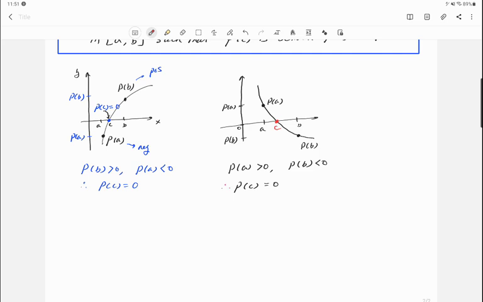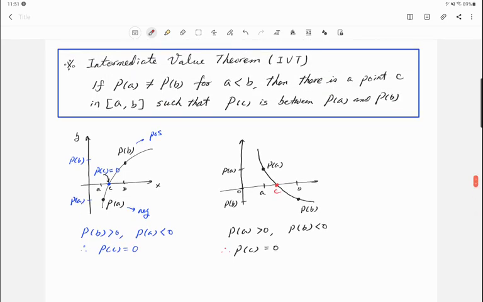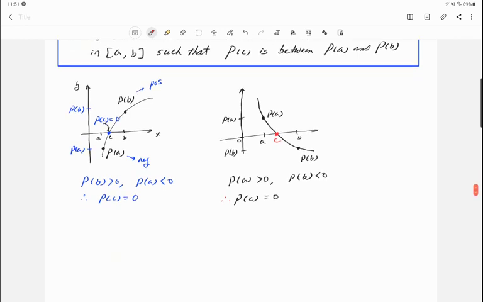So this is called the intermediate value theorem. Very simple. A is less than B, and the y values of A and B are different. Then there is a y value between these two y values, and since there is such a y value, there is a C value between the x interval A and B. All right, that's our intermediate value theorem.